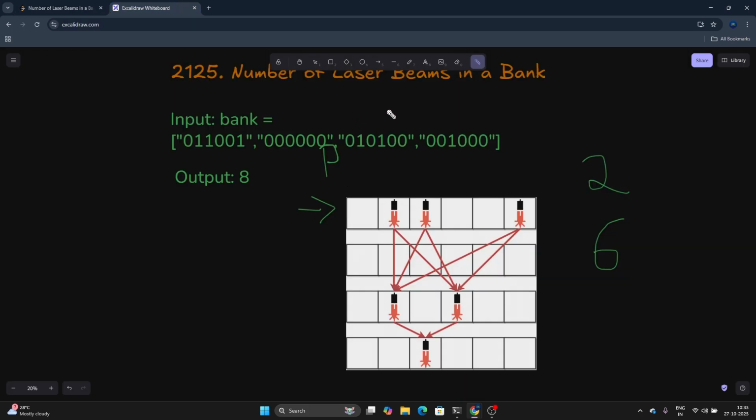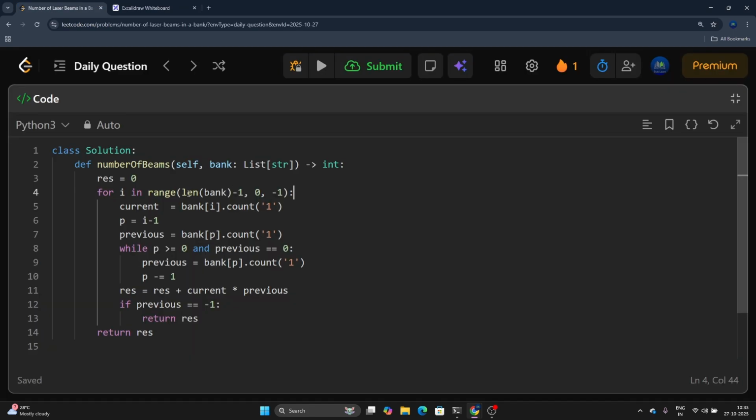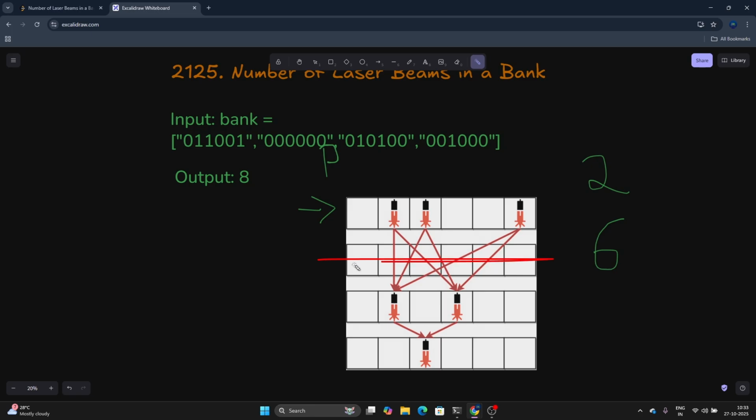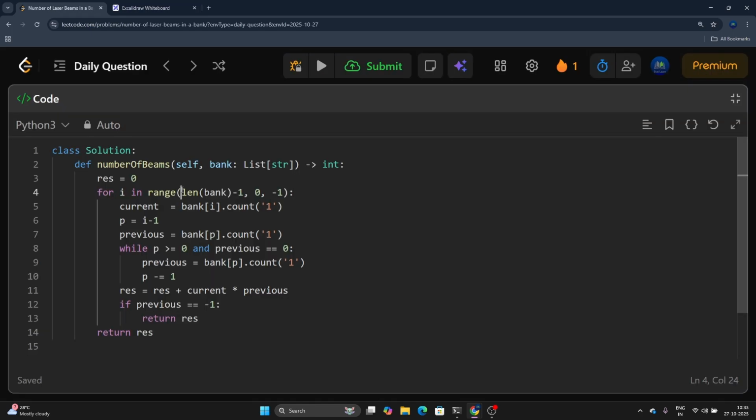So if our current index is at this particular point, it is not going to have any previous row which can contain the security device and the laser beams. So at this point we can stop. We are going to run our loop from the last index to the second index, or basically index number 1. So this is our loop for this.